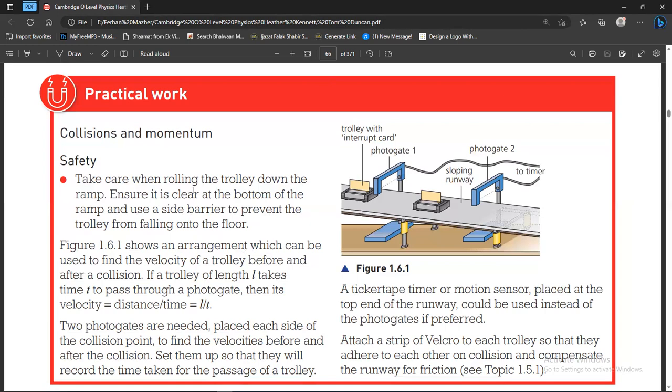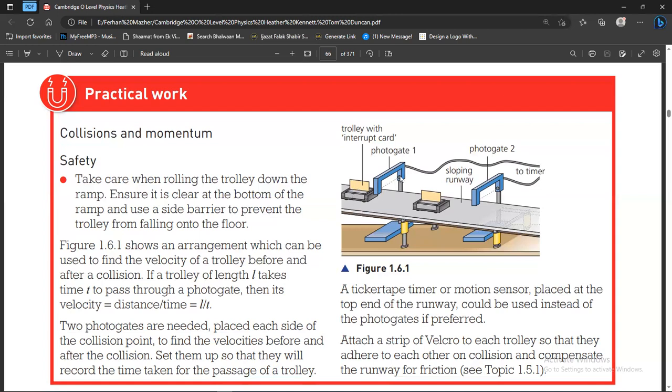So you see, here we have a ramp, a trolley, and another trolley. When I let this trolley go, there is an interrupt card on the trolley, and here we have the sensor. When this trolley passes through this gap, the card will block the path of the light for the length of the card as the trolley goes downward.